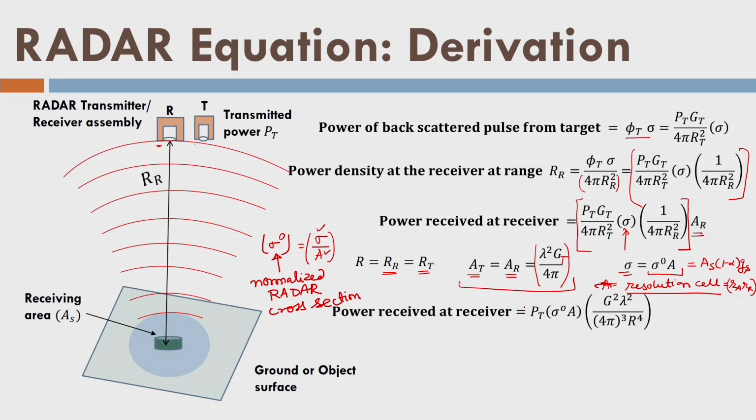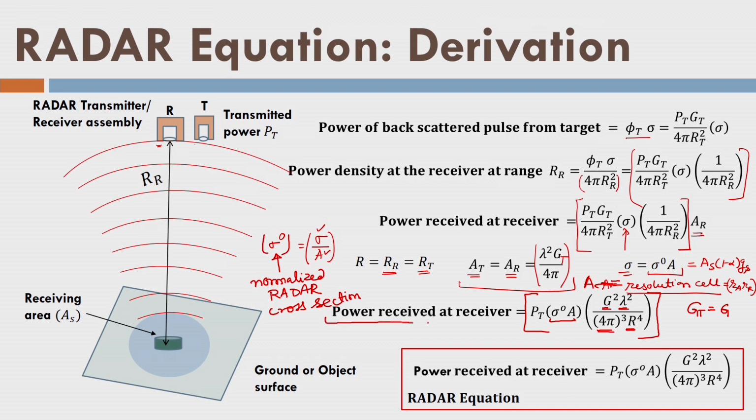So, this equation becomes this, where we have replaced GT equal to G here, and so we have G square lambda square over 4 pi cube R to the power 4 and sigma 0 A, where A is the resolution cell. Then this equation, the power received at the receiver, is the radar equation, and that says how much power has been received at the radar receiver. So, that is the radar equation.